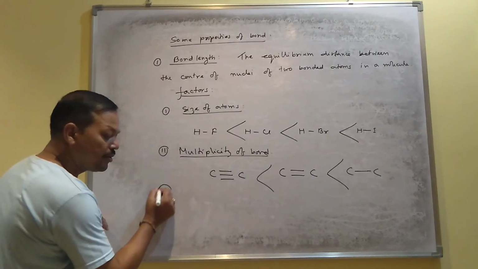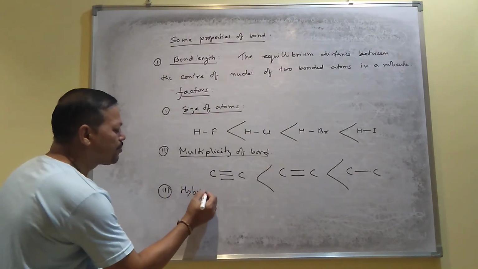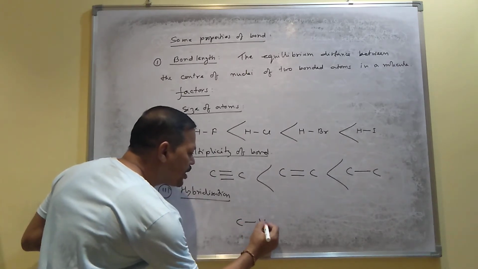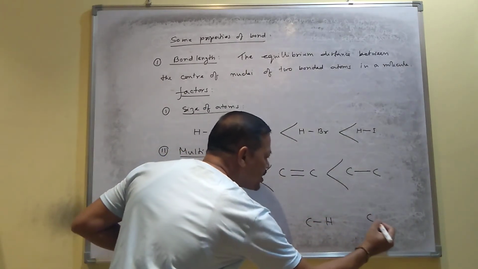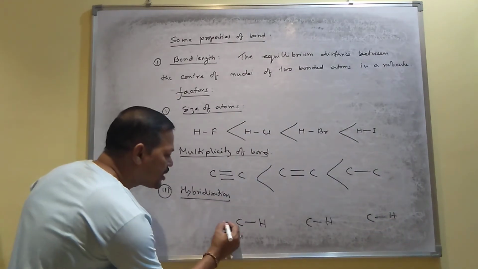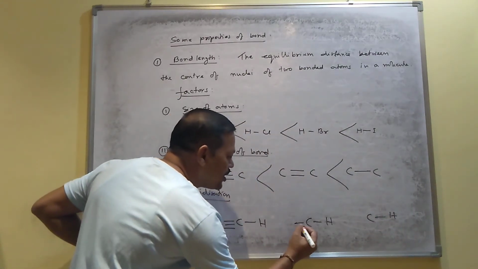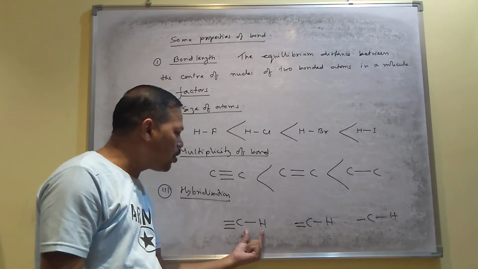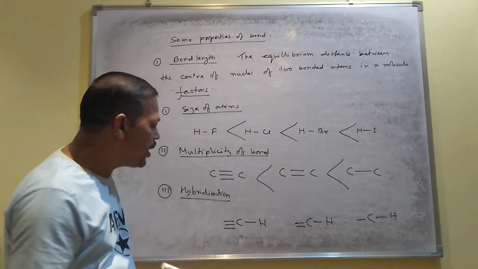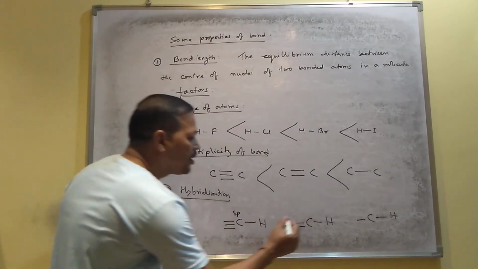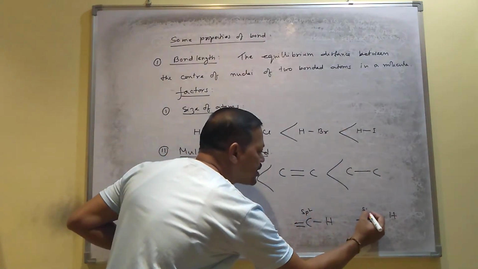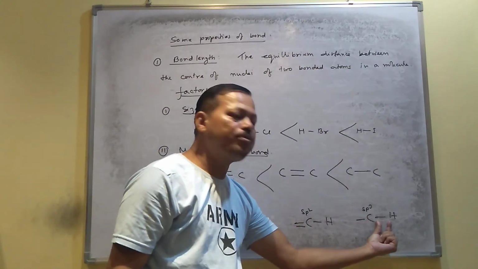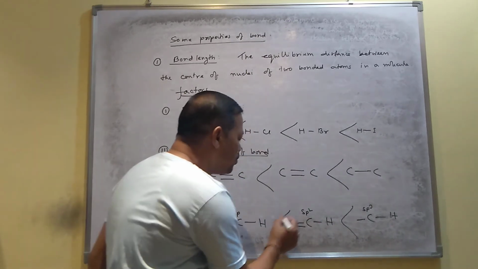And number three, it depends on hybridization also. As I have already told you, suppose this is one carbon hydrogen bond, this is another carbon hydrogen bond, this is another carbon hydrogen bond. Suppose this is a triple bond, here inside carbon double bond is present, here single bond is present. Look at the carbon hydrogen bond: although all are carbon hydrogen bonds, their lengths are different. Why? Because this carbon is sp hybridized, this carbon is sp2 hybridized, this carbon is sp3 hybridized due to presence of single bond, and due to sp3 hybridization the length of the bond will be longer than sp2 than sp.